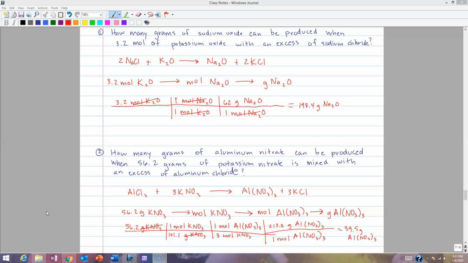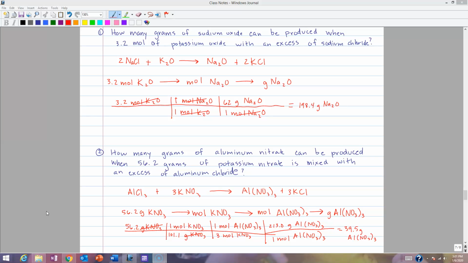Practice problem number 2 says how many grams of aluminum nitrate can be produced when 56.2 grams of potassium nitrate is mixed with an excess of aluminum chloride. I'm going to set up my chemical reaction. Aluminum chloride plus potassium nitrate yields aluminum nitrate plus potassium chloride. Balance it out by putting a 3 in front of the potassium nitrate and a 3 in front of the potassium chloride.